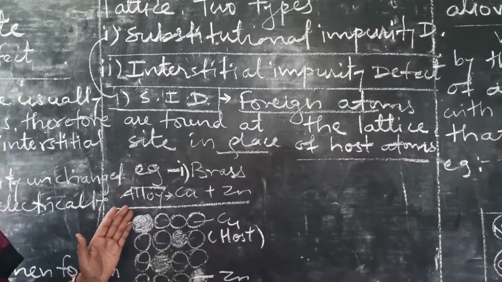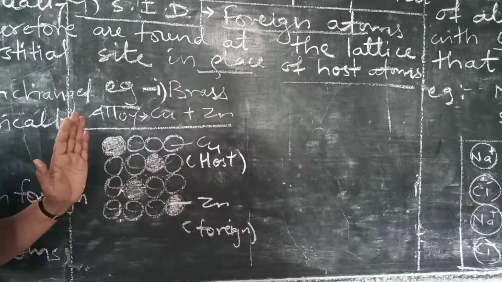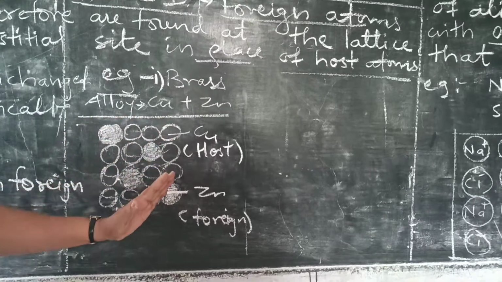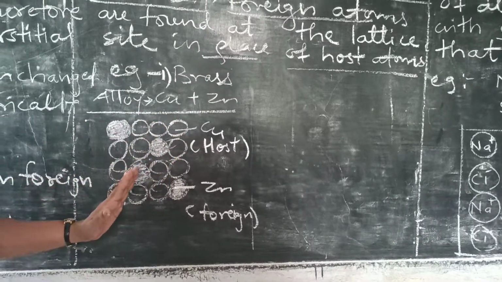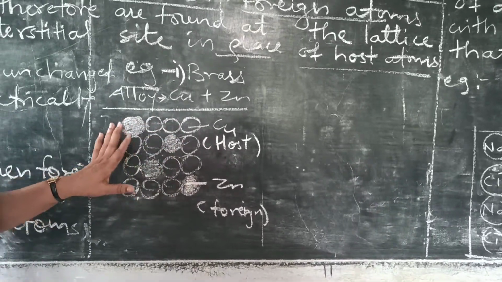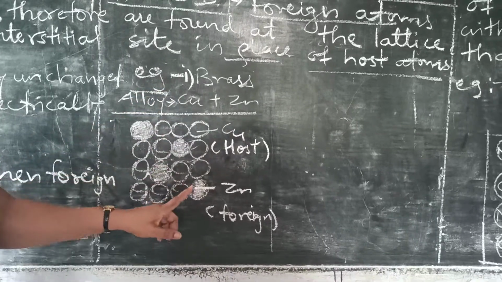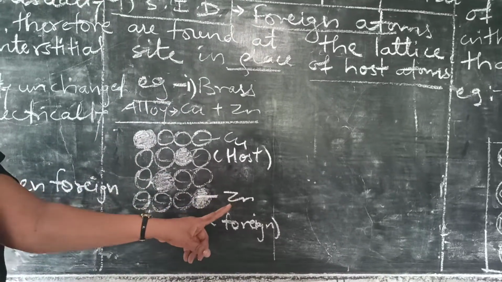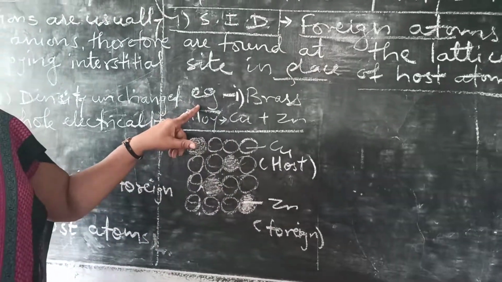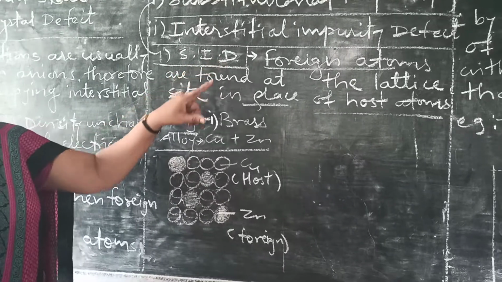What is brass? Brass is the alloy of copper and zinc. Observe this figure. In this case, the copper atoms are present in large number, which is host atom. And in between these copper atoms, in place of some copper atoms, zinc atoms are present, which are the foreign atoms. So, this is the example of substitutional impurity defect.